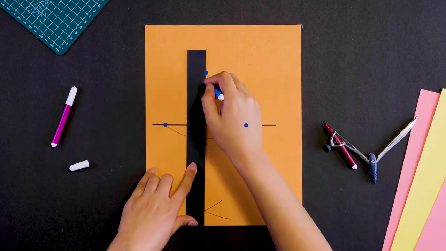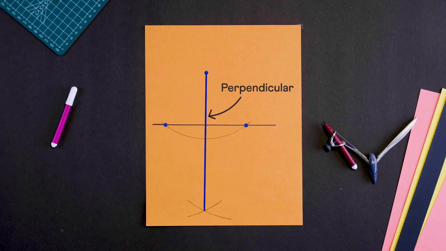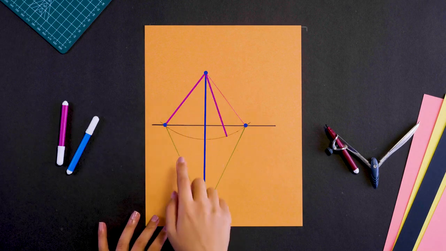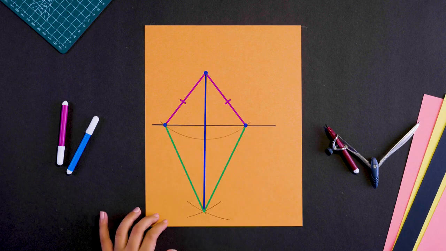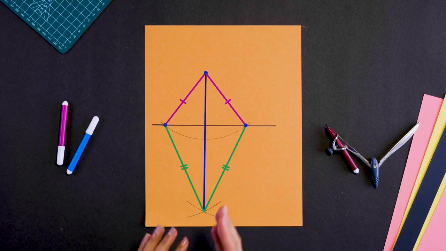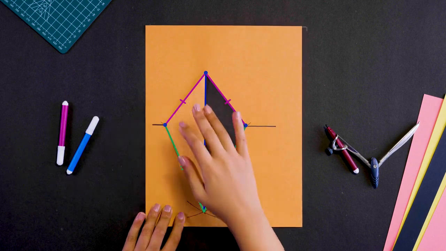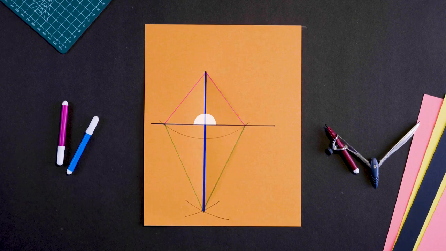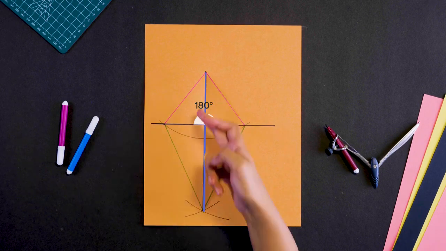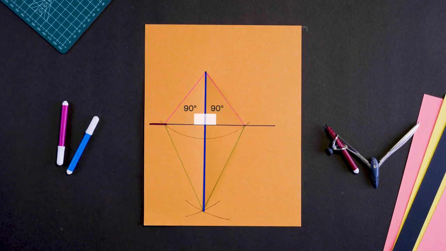Now you already know why this line must be the perpendicular of this line. These 2 lines are equal to the radius of this arc and these 2 lines are also equal. So, these 2 triangles perfectly overlap, making these 2 equal angles. Since they together make a straight angle, the line must be at right angles to this line.